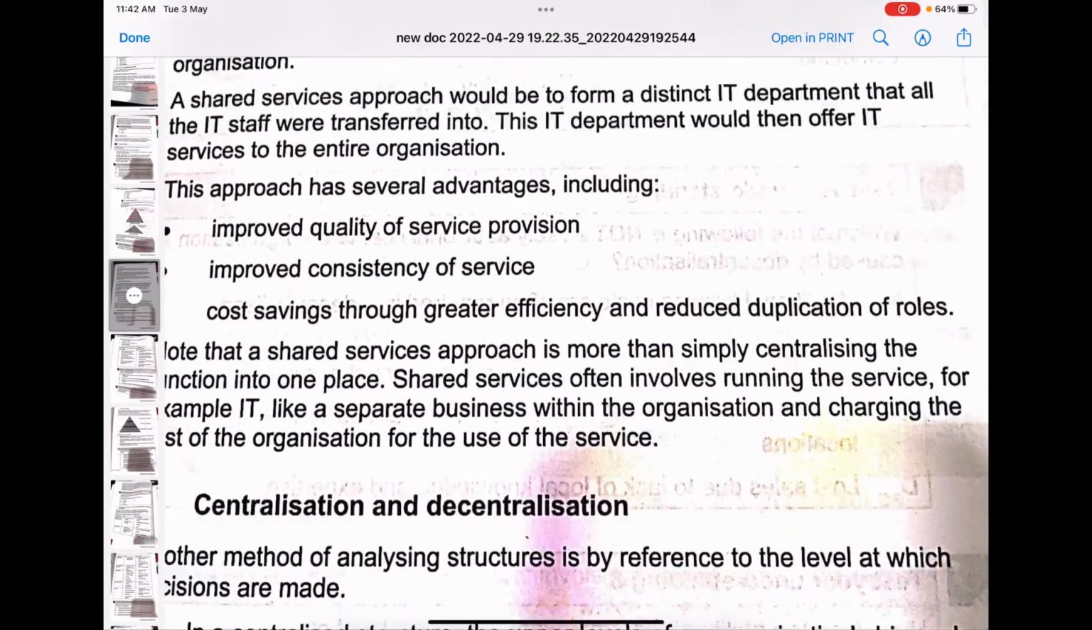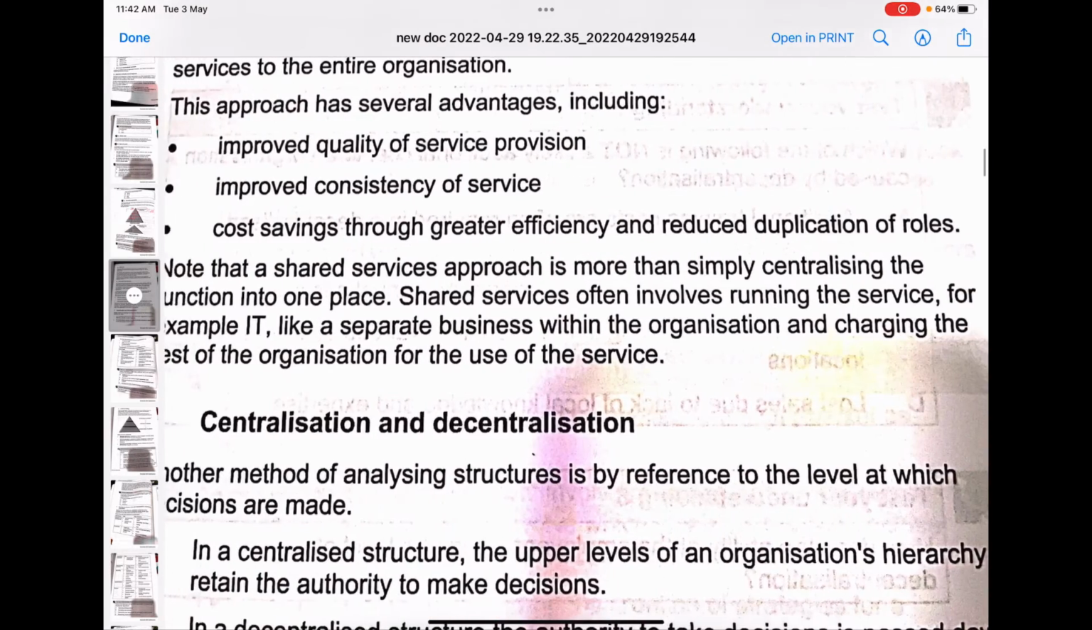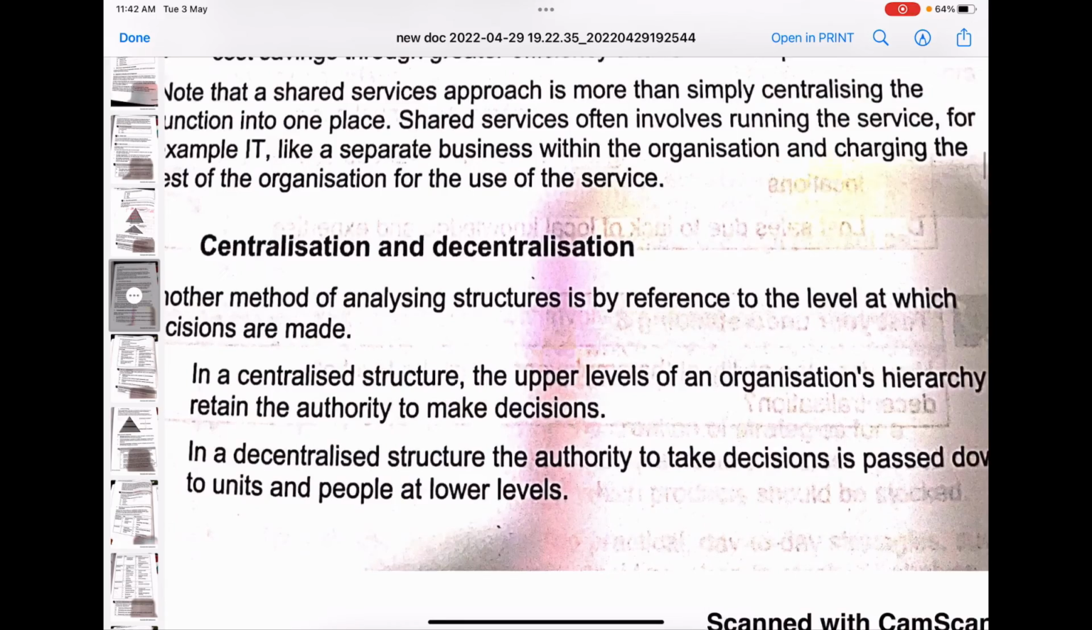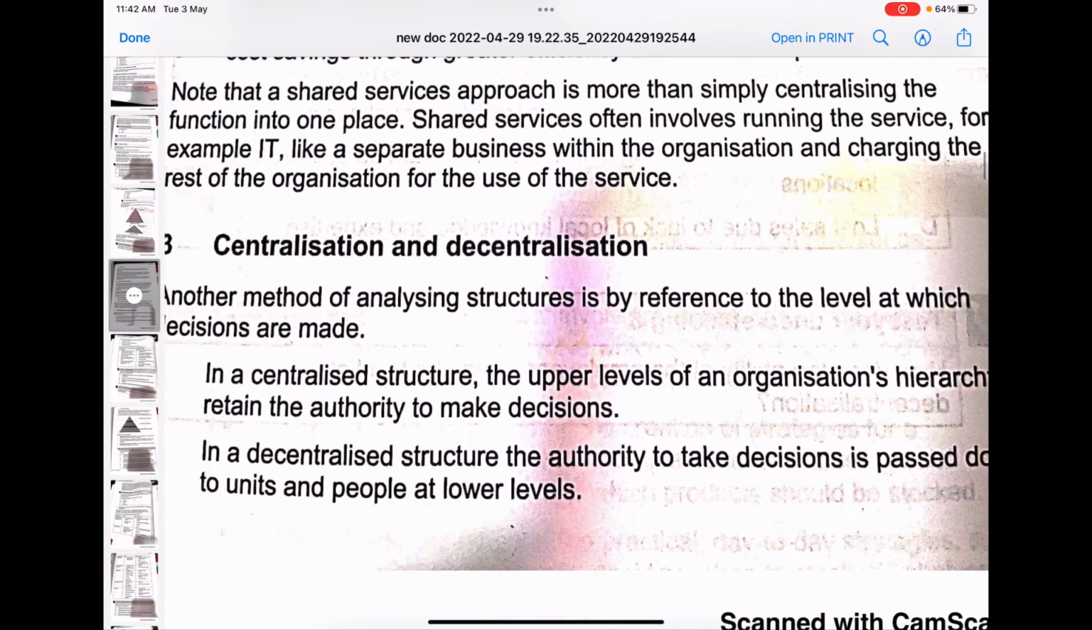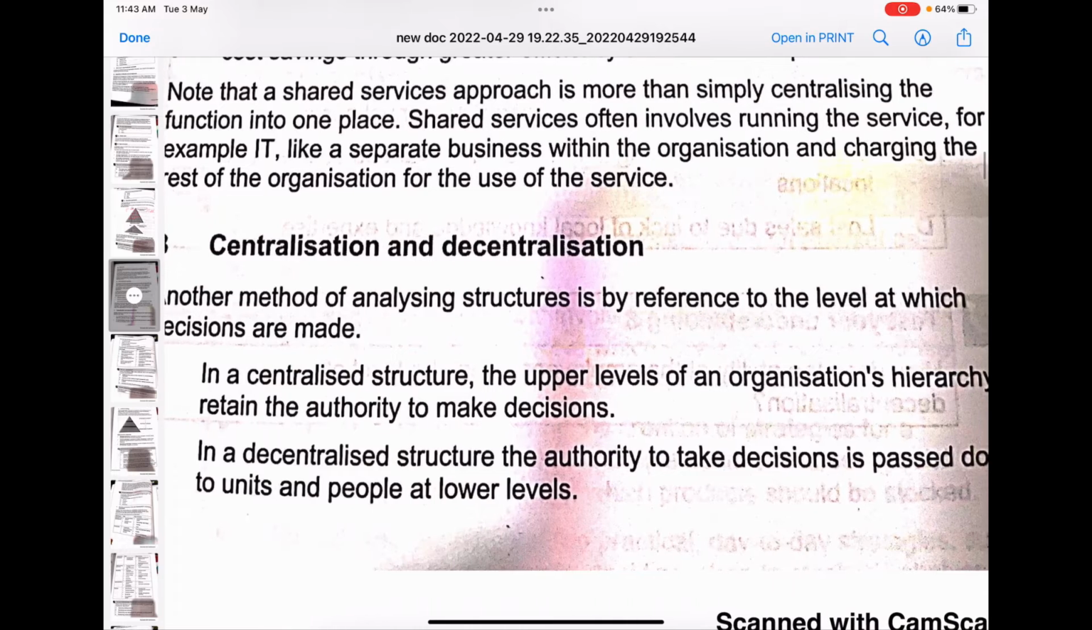This approach has advantages, which are improved quality of the service, improved consistency of the service, and cost savings due to greater efficiency and reduced duplication of roles. Note that a shared services approach is more than simply centralizing the function into one place. Shared services often involves running the service, for example, IT, like a separate business within the organization and charging the rest of the organization for the use of the service. So, if one department uses the service of the IT department, then they have to pay for it.